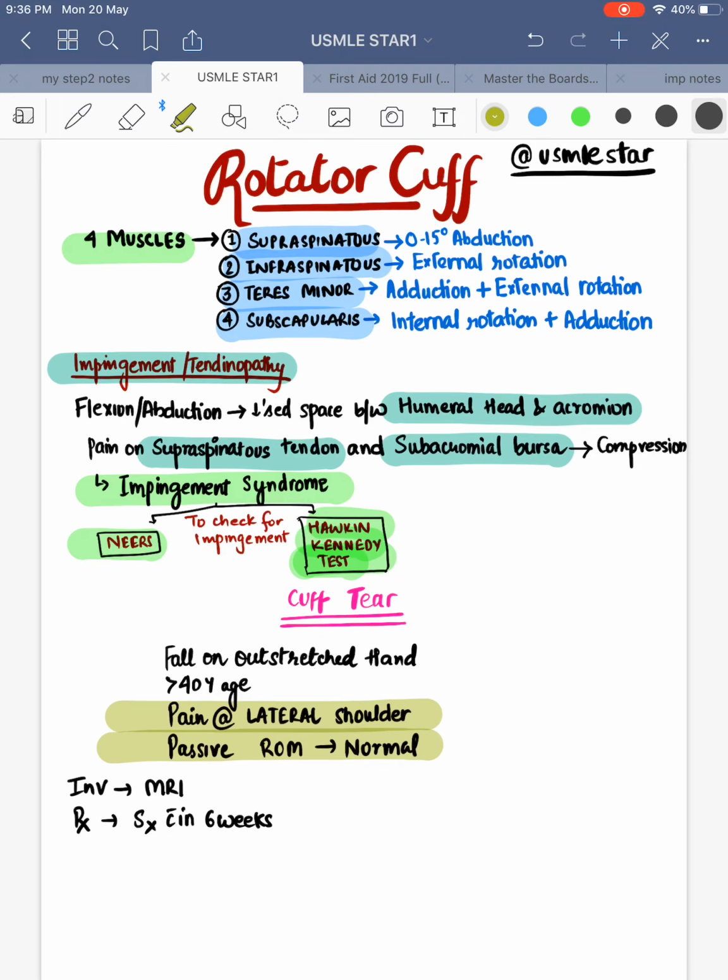The investigation of choice for cuff tears is MRI, because MRI is the investigation of choice for seeing soft tissue in orthopedics. The treatment for cuff tears is surgery, which encompasses arthroscopic repair of the supraspinatus tendon or any tendinopathy, and it should be done within 6 weeks for the best results. The surgery should be followed by good physiotherapy, because after surgery we need to mobilize the joint, and with physiotherapy there would be good mobilization and the joint would be in good position.